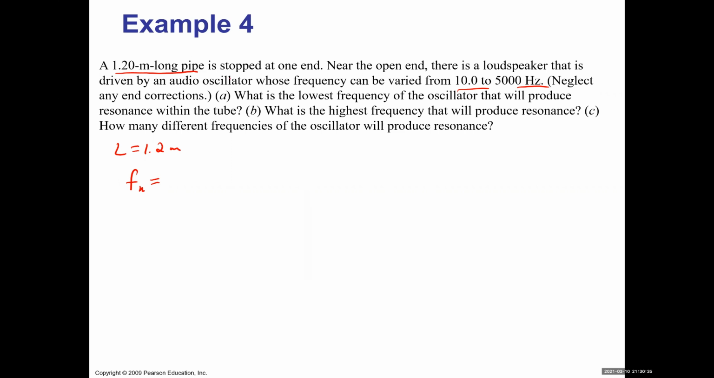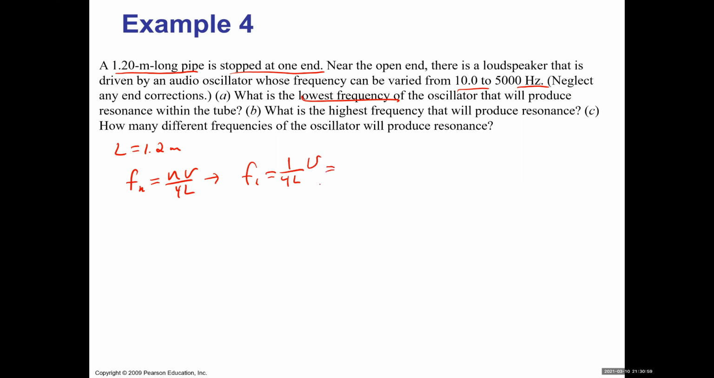Since it's stopped at one end, it's closed at one end, so it equals n times v over 4L. The lowest frequency will be f of 1, which means 1 over 4L times v.